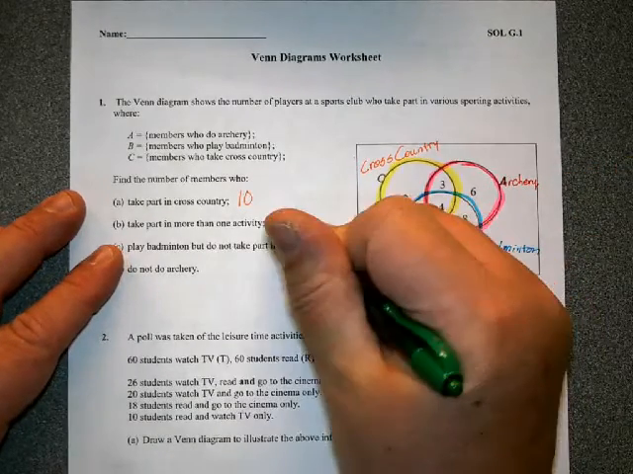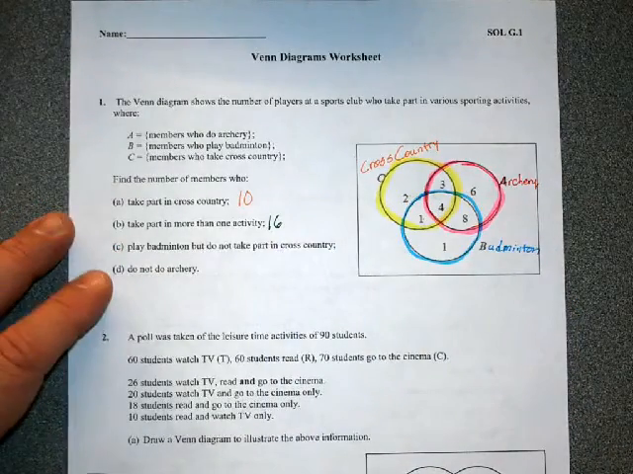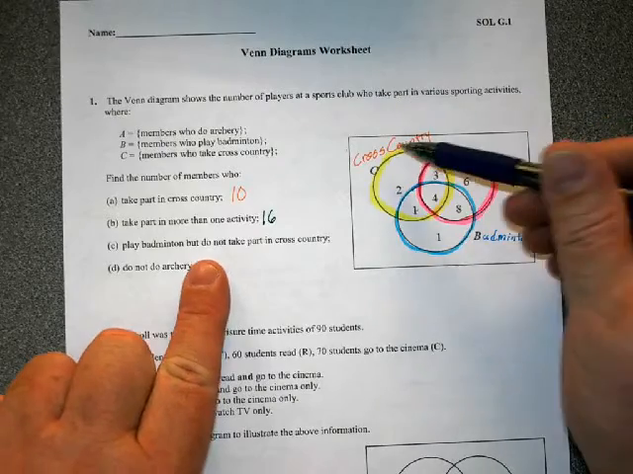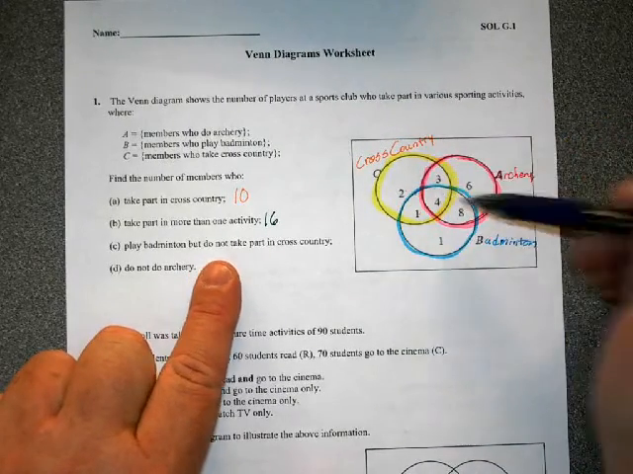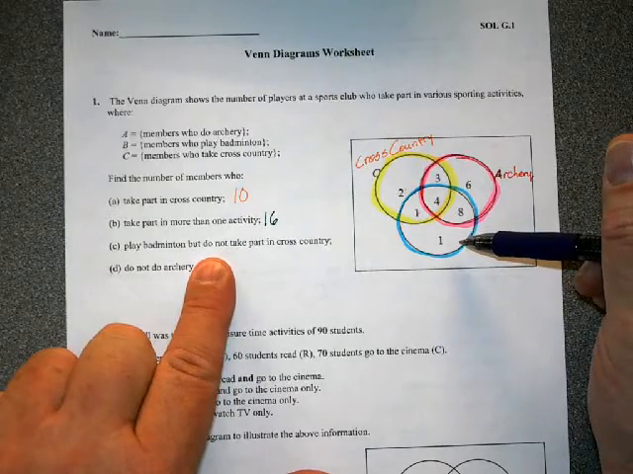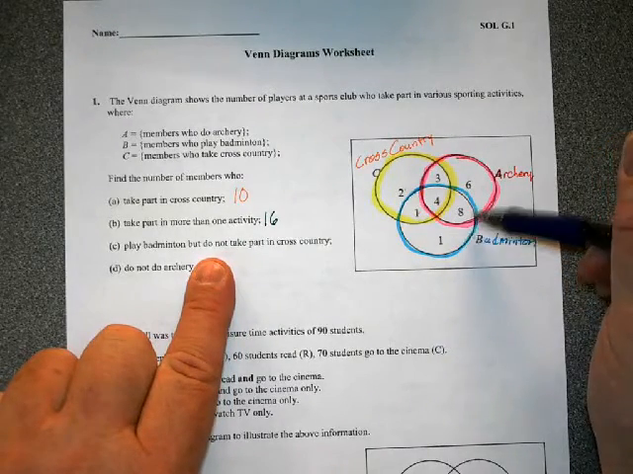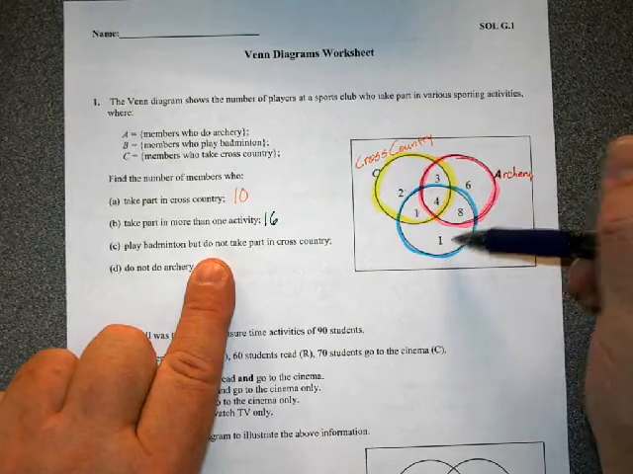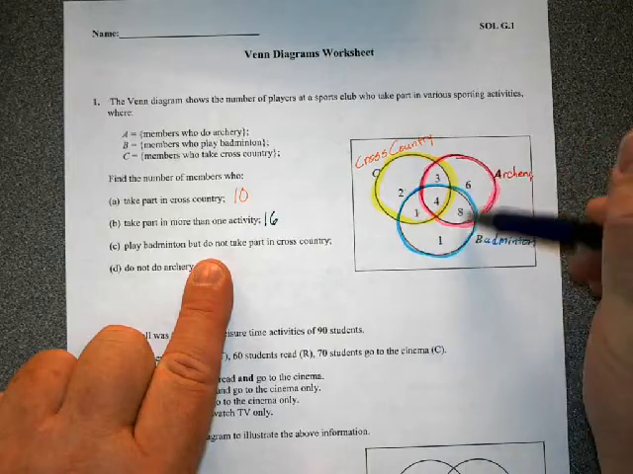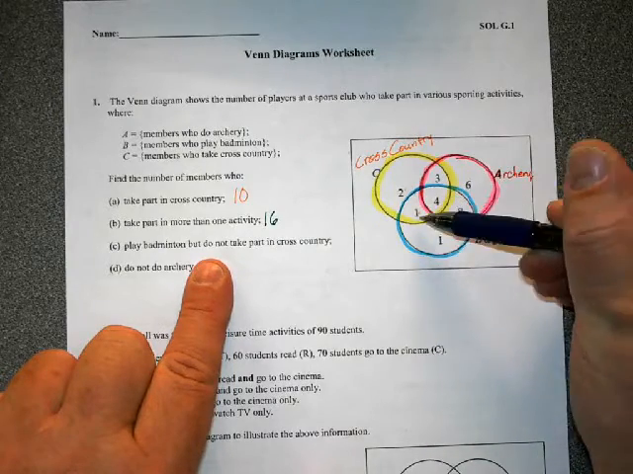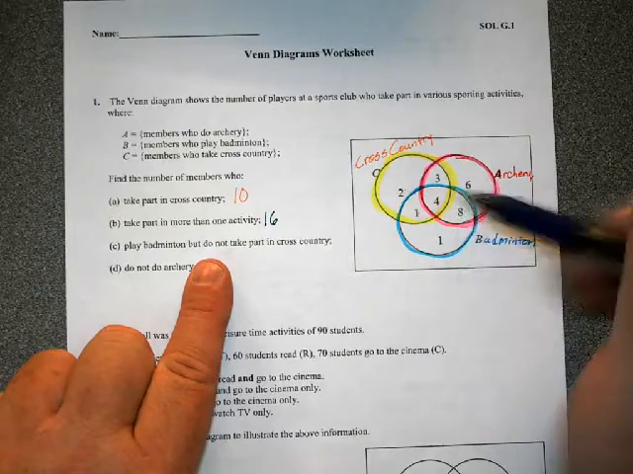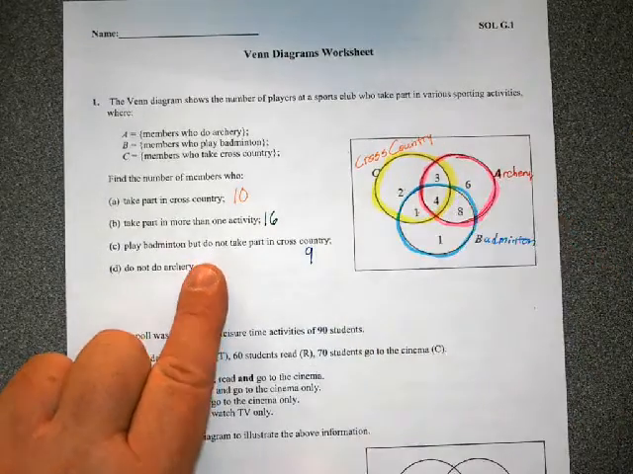Okay, the people who play badminton, so I'm looking at the blue one, right? And do not take part in cross country. All of these people play badminton, but we want to exclude the cross country. 1 and 8, right? 9. How about all the people that do not take archery?